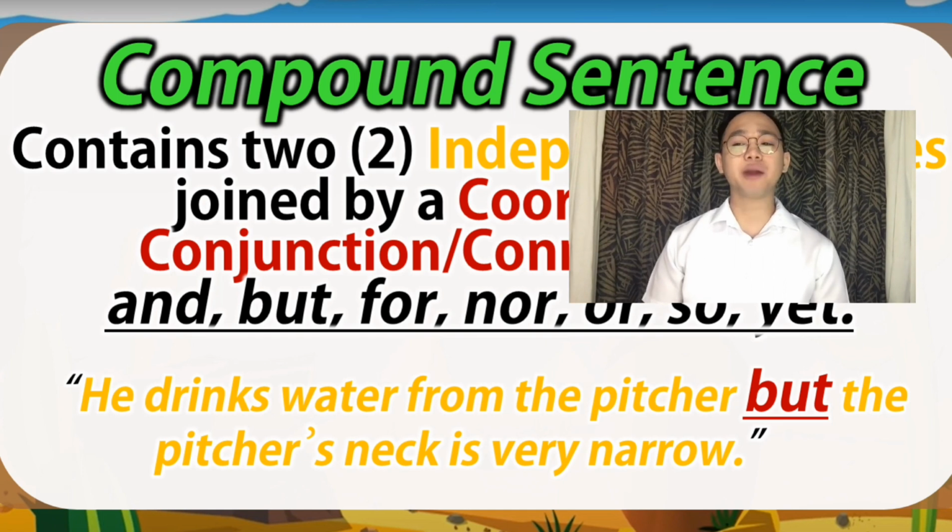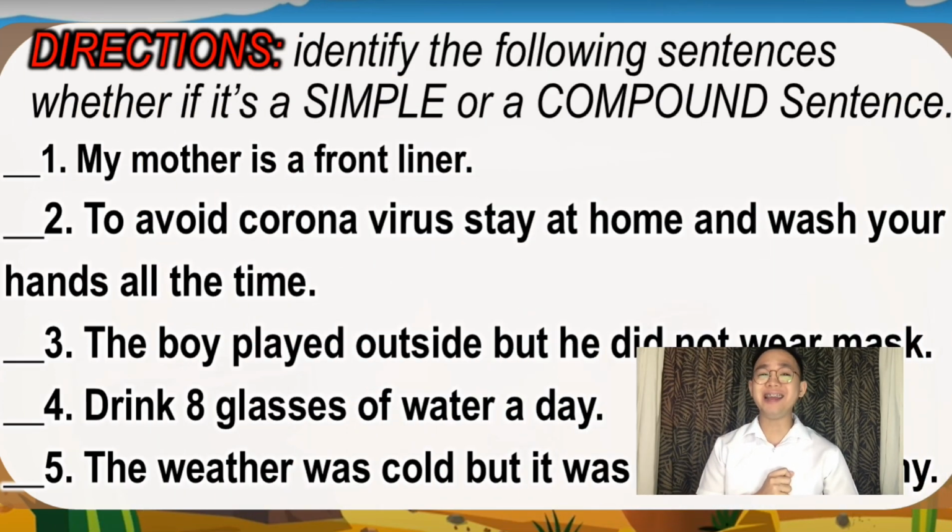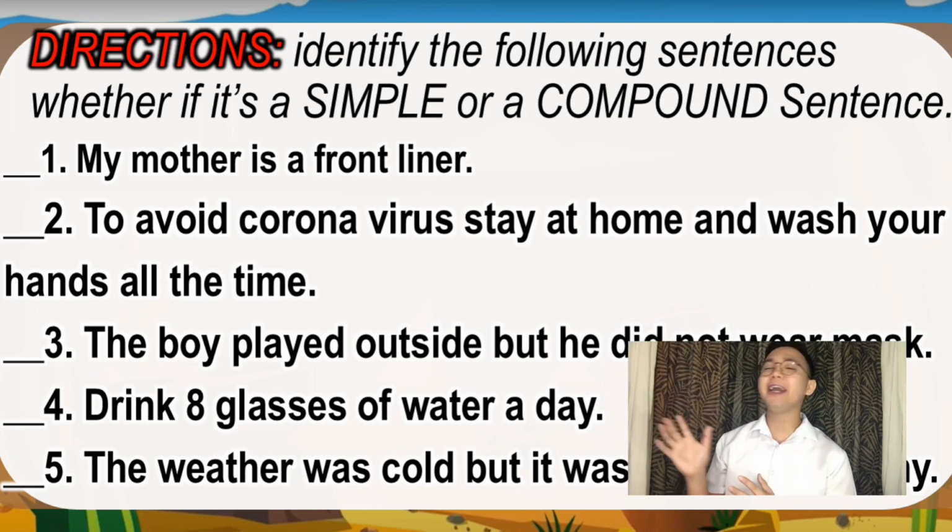Example, he drinks water from the pitcher, but the pitcher's neck is very narrow. So as you can see, we have two independent clauses here. The first one is he drinks water from the pitcher, and the second one is the pitcher's neck is very narrow. And of course, we have one coordinating conjunction or connector, the word but. So this makes it a compound sentence. Now I will check if you really understand our lesson. So eyes on the screen and try to do it on your own.